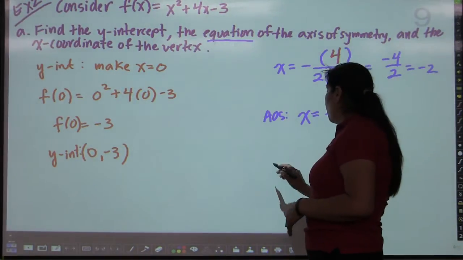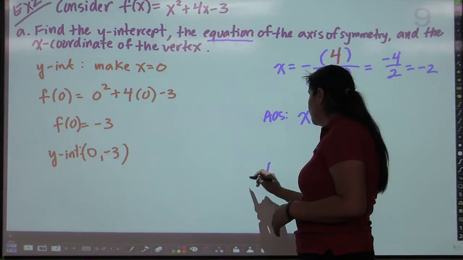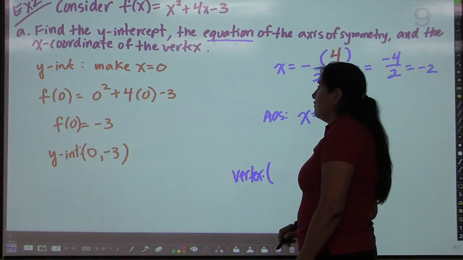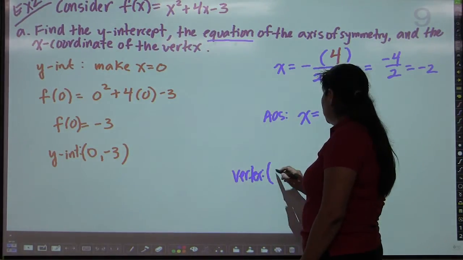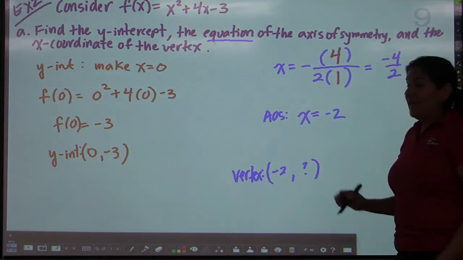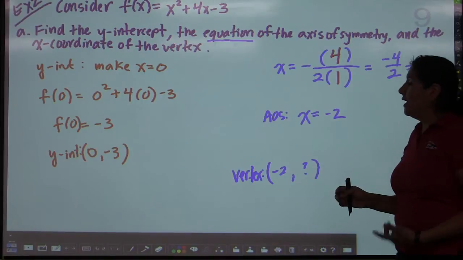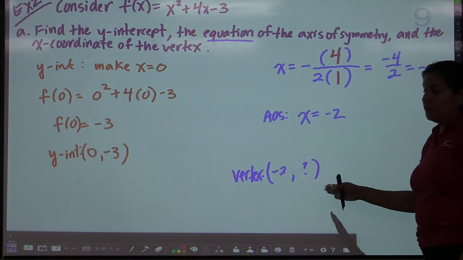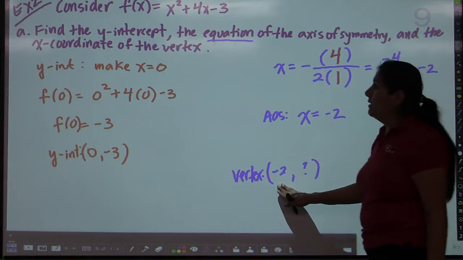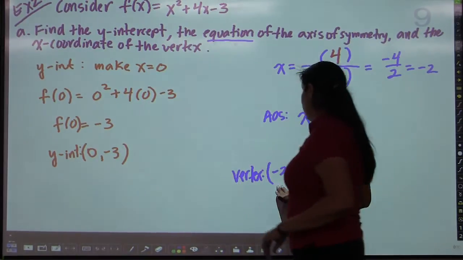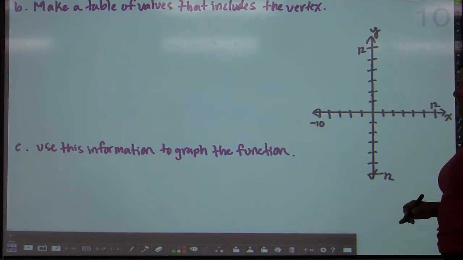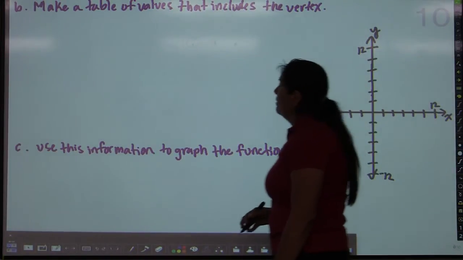So for the x coordinate of the vertex, here's the vertex, the x coordinate of the vertex will also be -2, and then it would be up to us to find the y value. In this example, they're not asking us to do that, but that's what we would normally do. After we find the x coordinate of the vertex, we would take that -2 and plug it into the original function and find the y value.